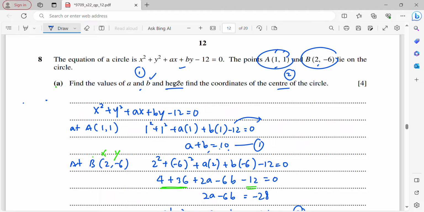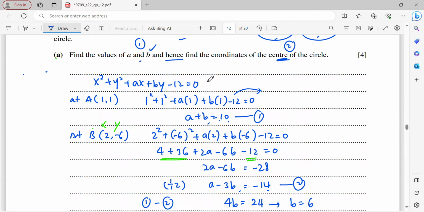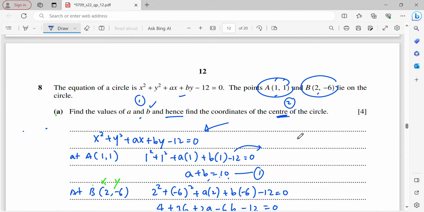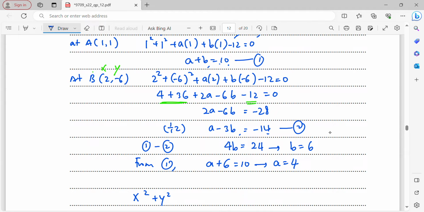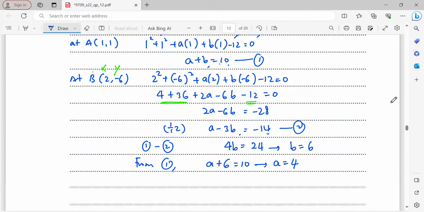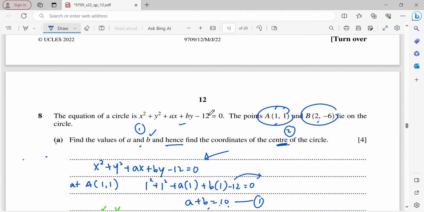A and B done. Now hence, find the center, the coordinates of the center. So now, I have to rewrite. Okay, substitute into here. So x squared plus y squared, then plus ax. The a is 4. So plus 4x. After that, plus by. Now your b is 6. So plus 6y. Then minus 12 equals to 0.